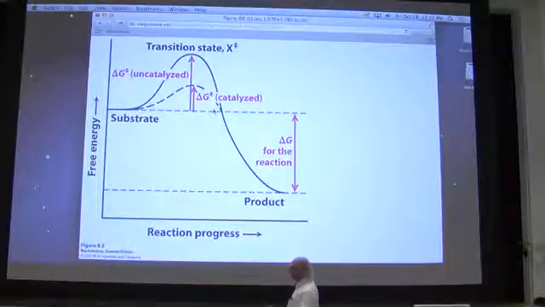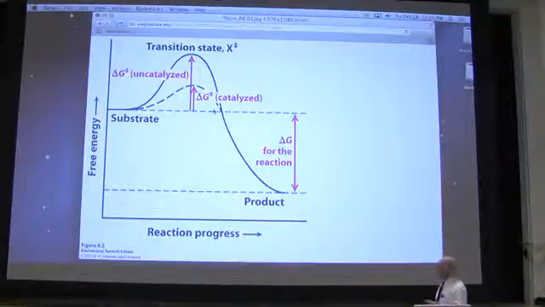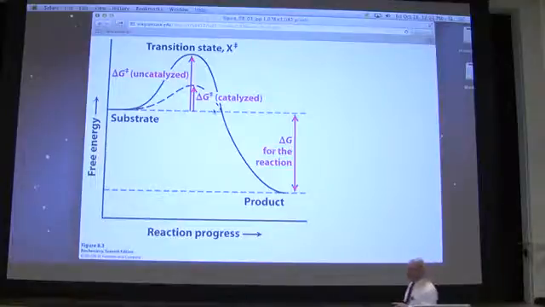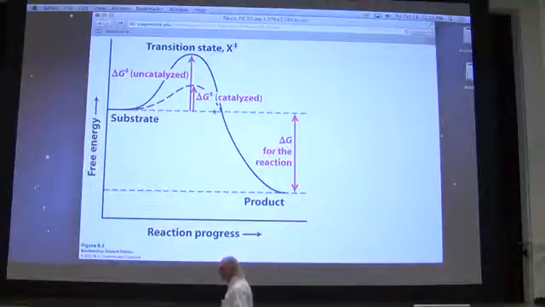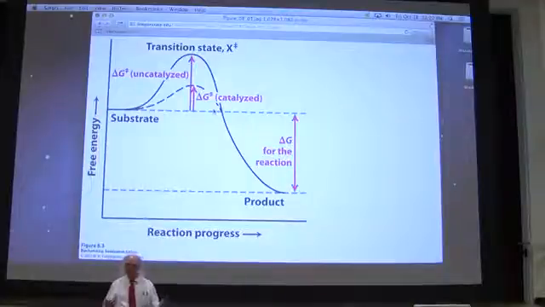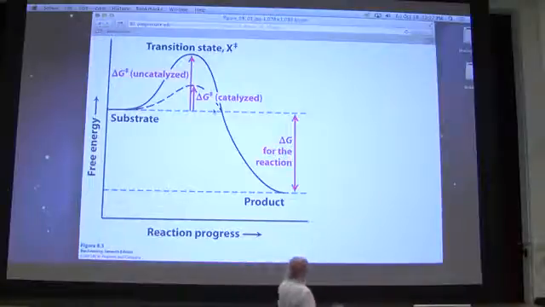We start at the same energy level, but instead of having to go up this hump right here, we go up a much lower hump, and we produce the same product that has the same energy. The energy change for the enzyme catalyzed reaction is identical to the energy change for the non-enzyme catalyzed reaction. Okay? The enzyme didn't change the overall free energy, but during that reaction, there were some things that changed.